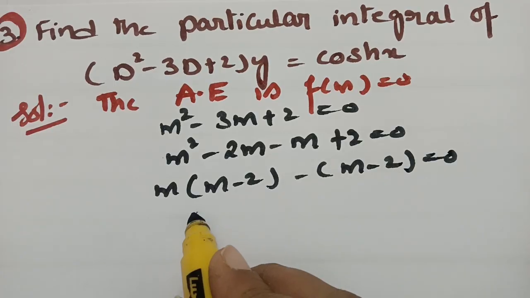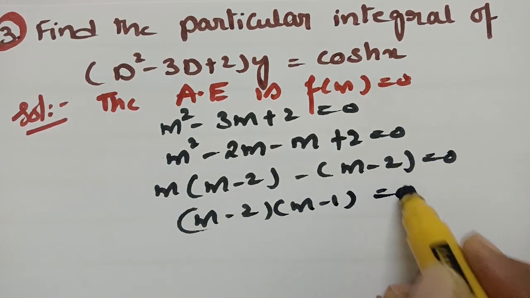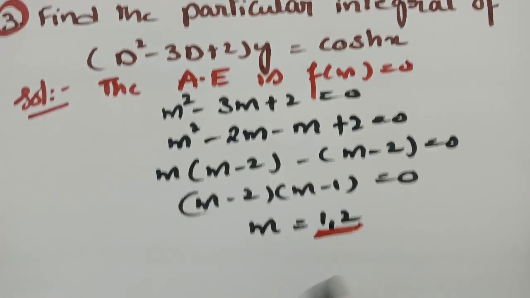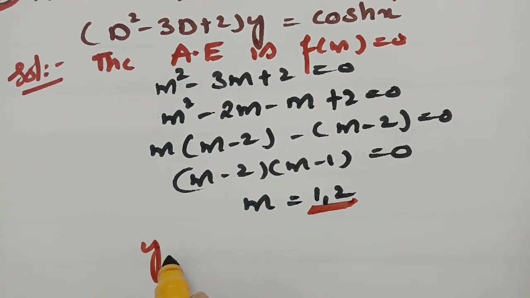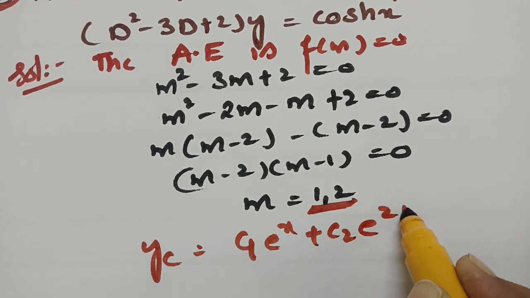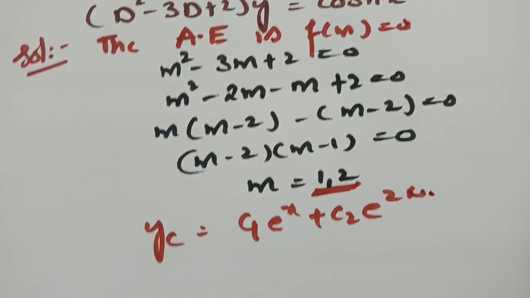If I take m minus 2 common, this will be m minus 1 equal to 0. So m values are 1 comma 2. So here are the two roots. So yc is equal to c1 e power x plus c2 e power 2x. And next thing here is we have to find the particular integral.